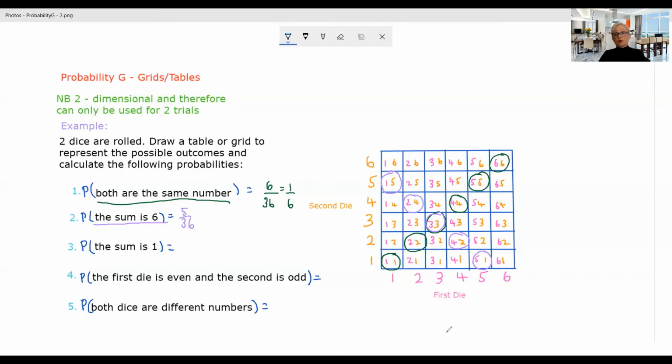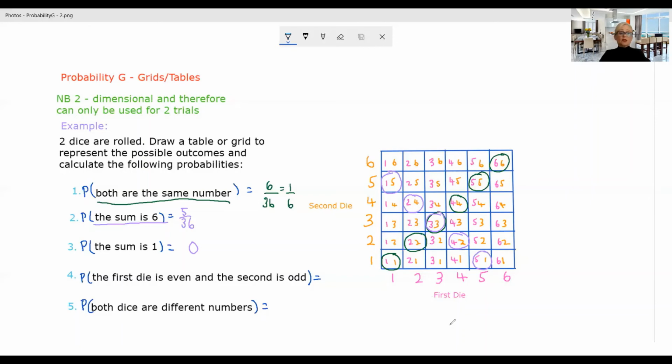The sum is 1. I'm not even going to bother choosing a colour for this because our absolute lowest sum we have is 2 when each of the dice are 1. So if something's impossible, it has a probability of 0. So that one was fairly easy.